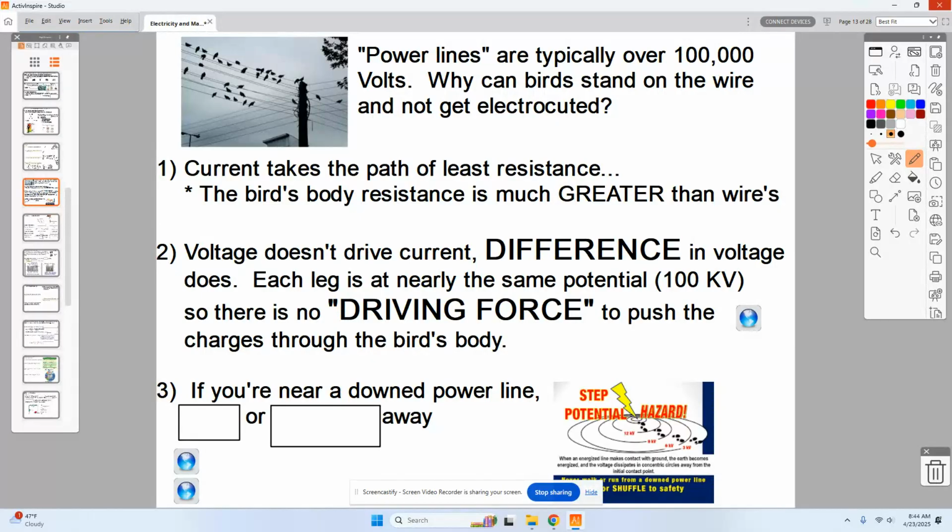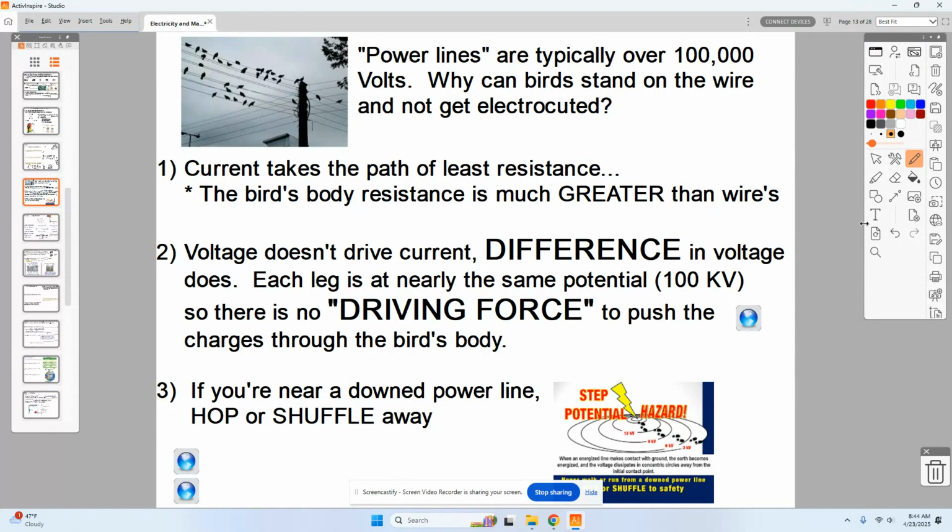If you're near a down power line, you should either hop or you should shuffle your feet away. And the reason for that is something called a step potential. Now, you guys did the electric field interactive, right? And when you placed electric charges on a map, you saw the electric field sort of diminished with distance. You guys recall seeing that? Same idea happens here when I have a downed power line.